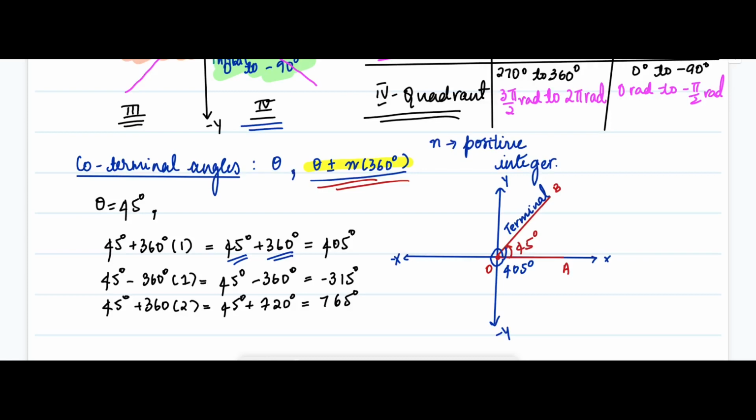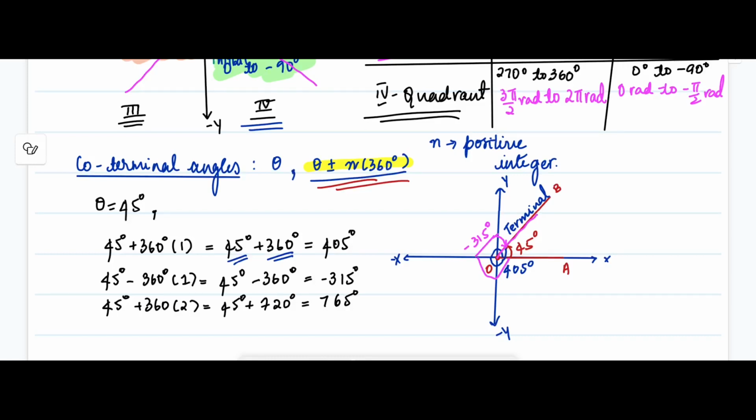Next one is clockwise rotation. So this ray is rotating in a clockwise direction from its initial position, OA. It is making minus 315 degrees, which will be in the first quadrant. Minus 90 plus minus 90 is minus 180. Minus 180 minus 90 is minus 270. Minus 270 minus 45 is minus 315 degrees. So this clockwise rotation of the ray has the same terminal side OB.